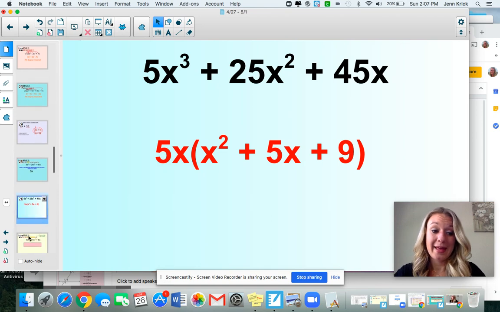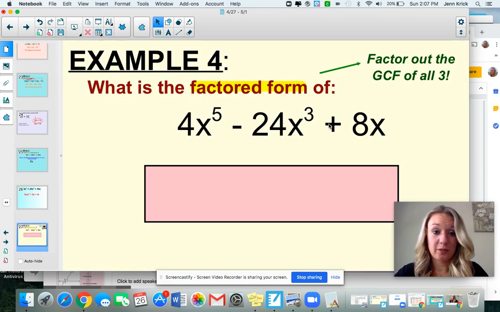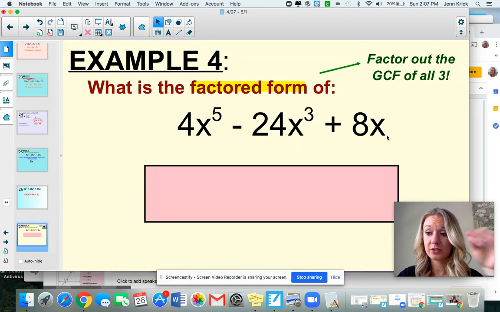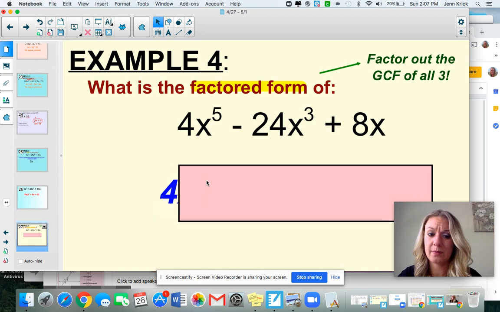So last one, just to make sure. You've got 4x to the fifth minus 24x to the third plus 8x. Ask yourself not only what's the greatest numerical factor that you can pull out, but what's also the greatest variable that you can pull out. So I know I've got 4, 24, and 8. The highest number that I can pull out is 4, because you can't pull out anything bigger than 4 from 4x to the fifth power. So we know it's going to be 4.